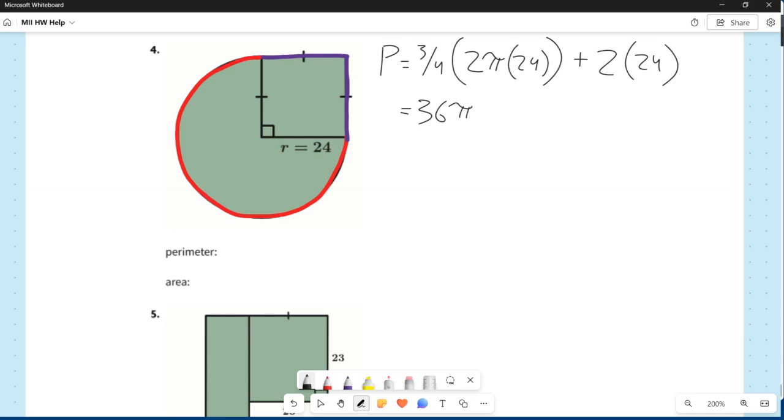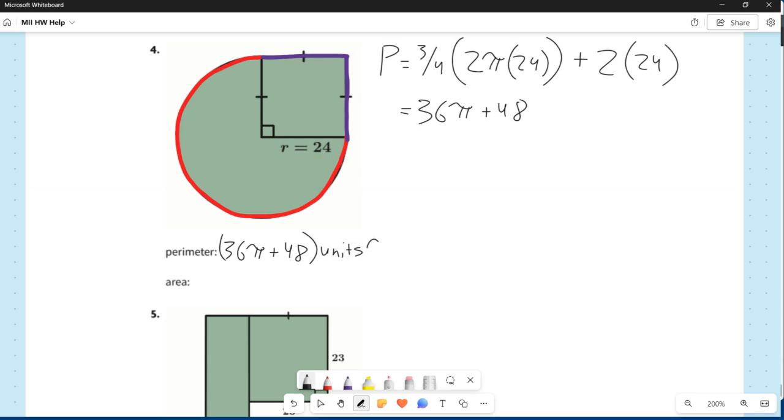I just did 3/4 times 2 times 24. And as a reminder, on the calculator, if you want 3/4, it's just 3 divided by 4. A fraction is just division. So you could do 3 divided by 4 times 2 times 24. You'll get 36. Don't forget about the pi. Then 2 times 24 is 48, and that is my exact answer. So for my perimeter, we'll say 36 pi plus 48 units.